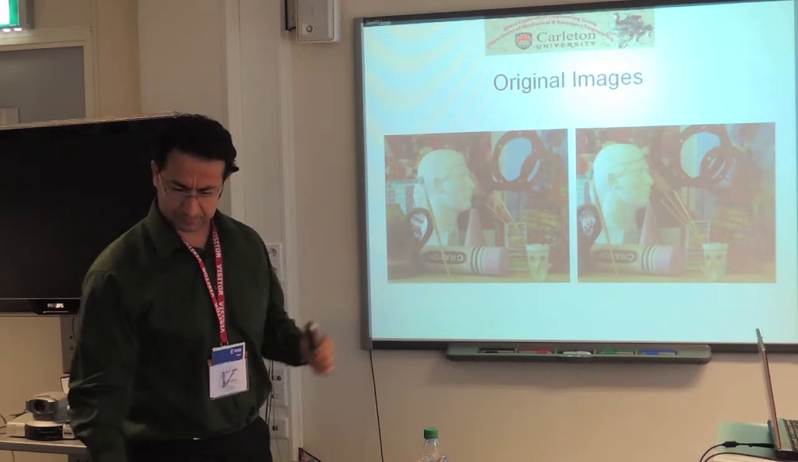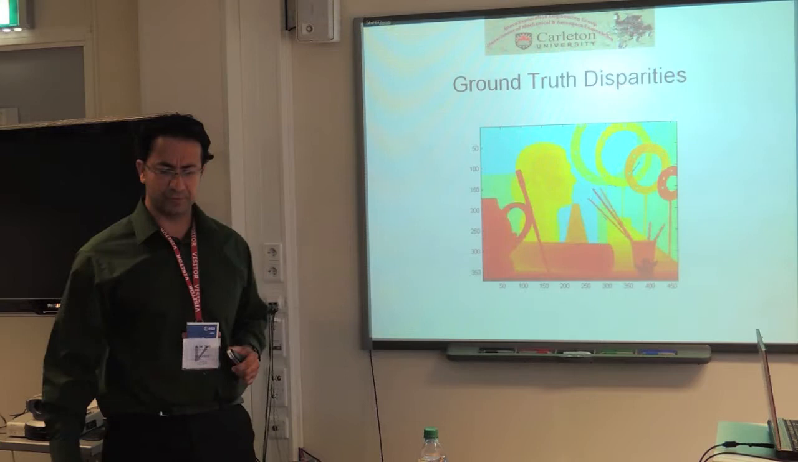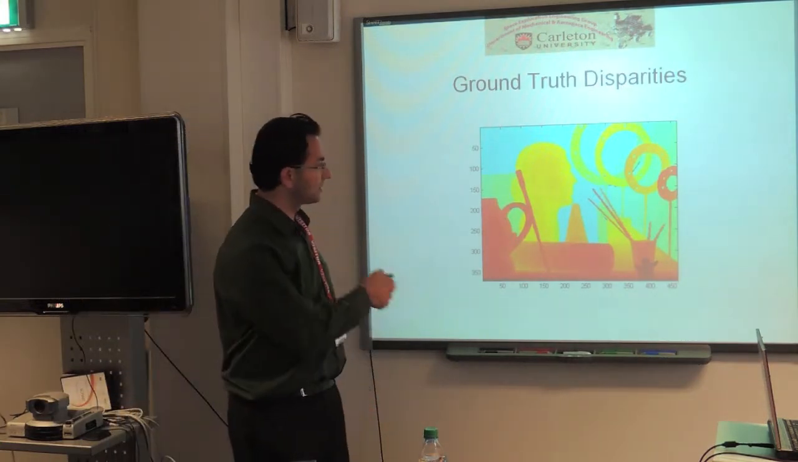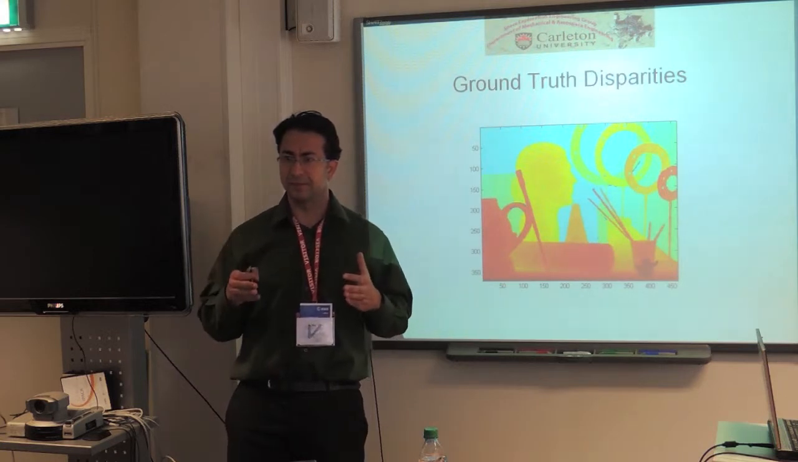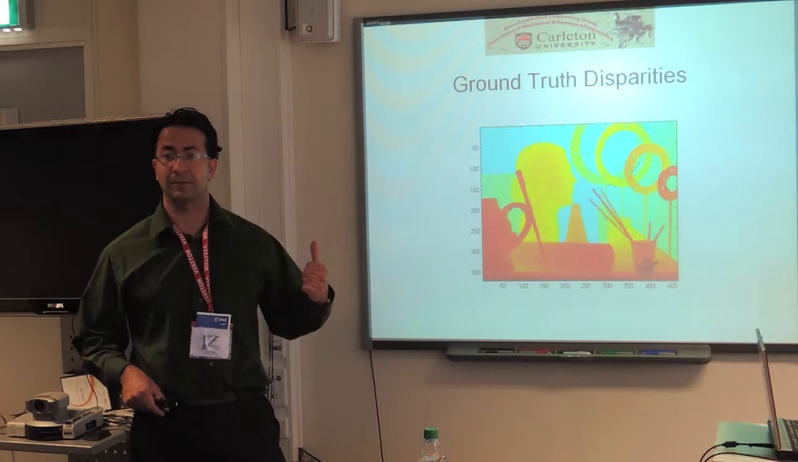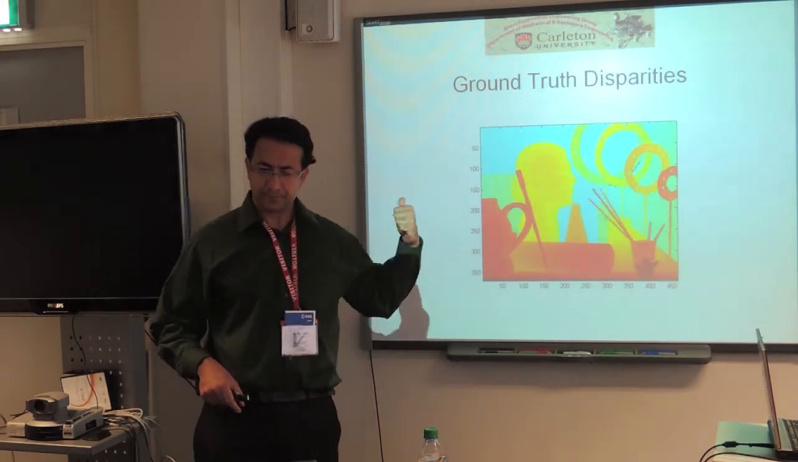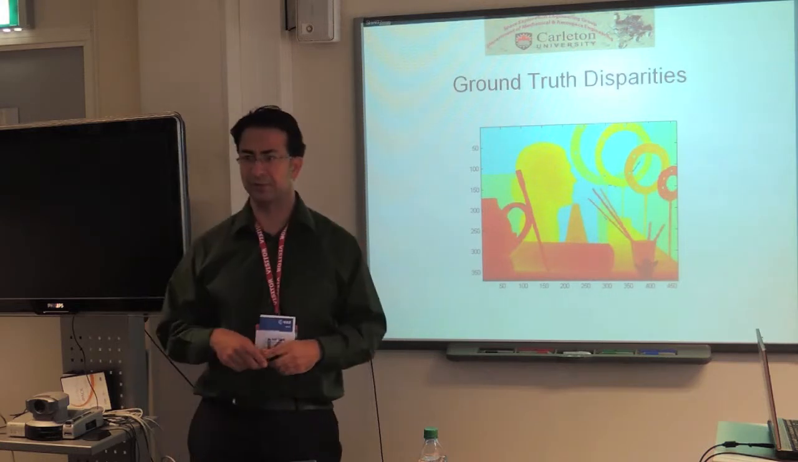window pictures. This is the ground truth, where the color shows the depth. The ground truth means the actual depth of the image, the actual distances. So this is our ground truth result from the previous two images, and this is what we use to compare our vision results with.